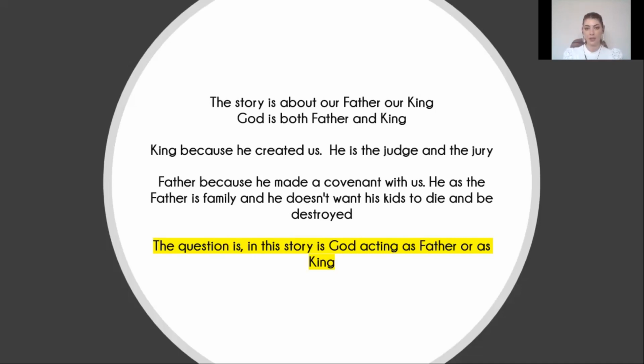And God is both our Father and he is our King. He is our King because he created us. And he's the judge and the jury that's appointed over this earth. He is a Father because he made a covenant with us. And he, making that covenant with us, became family. And he doesn't want his kids to die. He doesn't want his kids to be destroyed. And so the question is, in this specific story that we're looking at of Moses fleeing and then the burning bush and being sent back, in what capacity is God acting? Is he acting as God the Father, or is he acting as God the King?